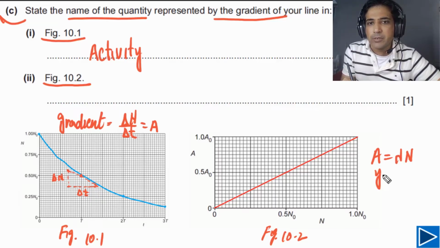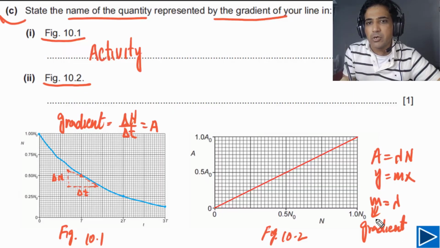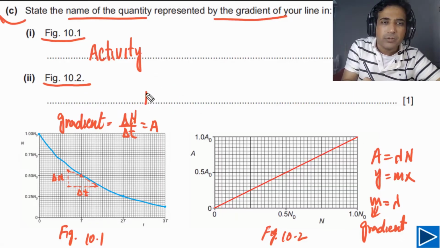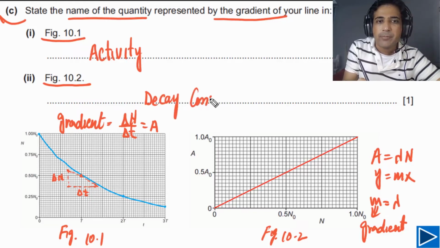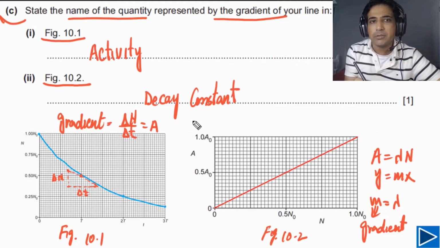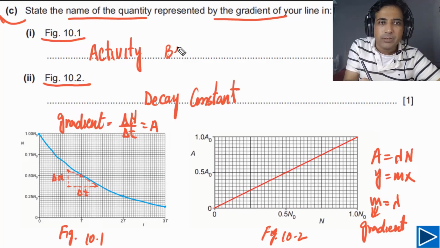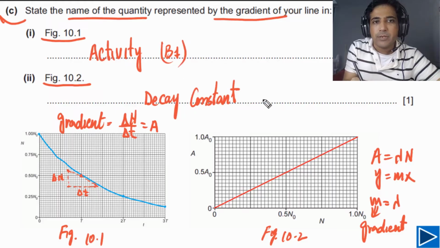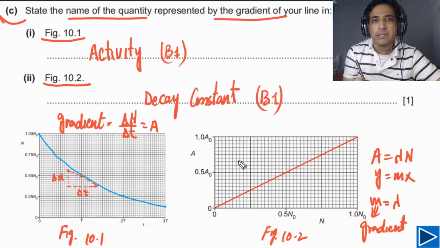And for the second figure, we have already discussed that A is equal to lambda times n. If we compare this with the straight line equation, m means the gradient. This is equal to lambda, and lambda is the decay constant. So the gradient of this line is representing the decay constant. That's all you need to write down. This question has 2 marks. If you have written activity here, you will get 1 B mark. And if you have written decay constant here, you will get the 2nd B mark.